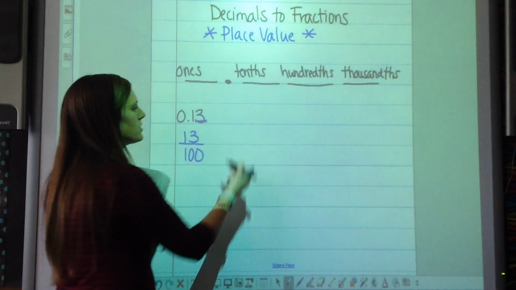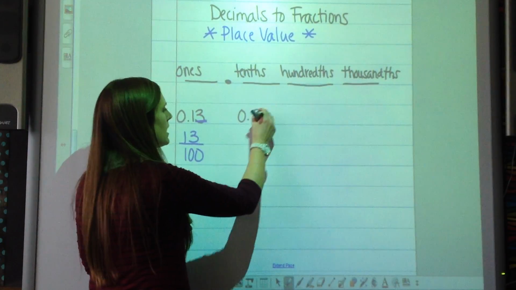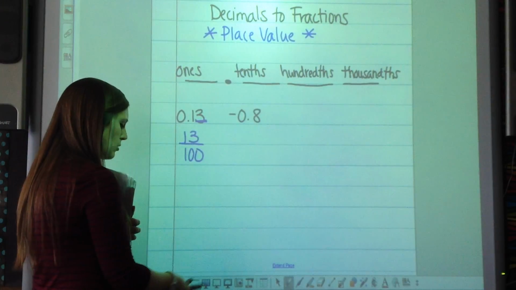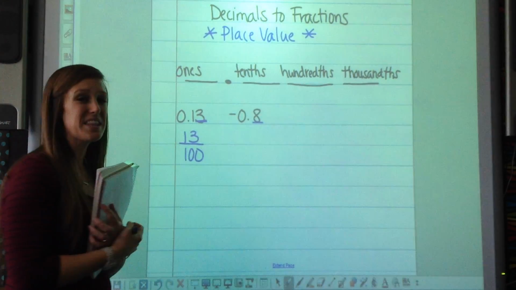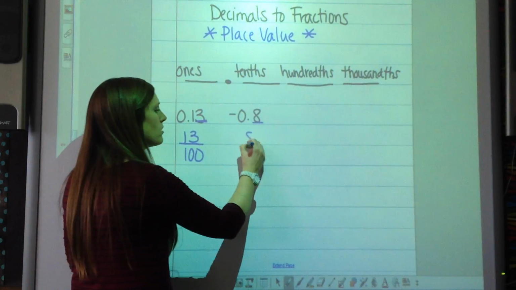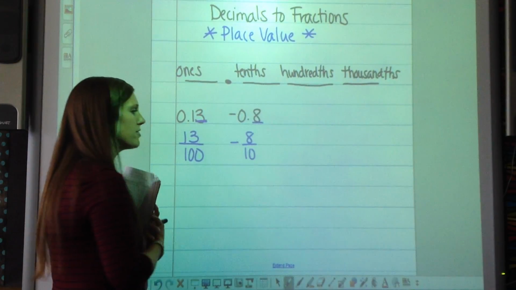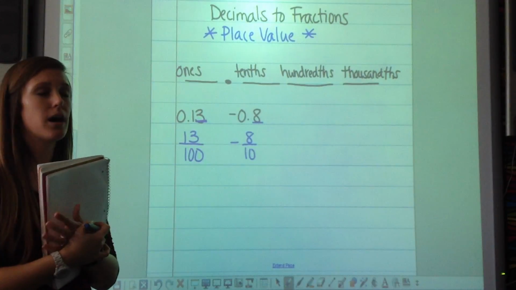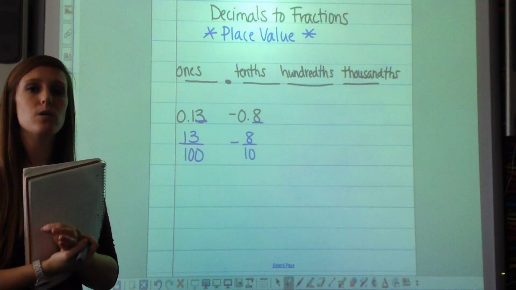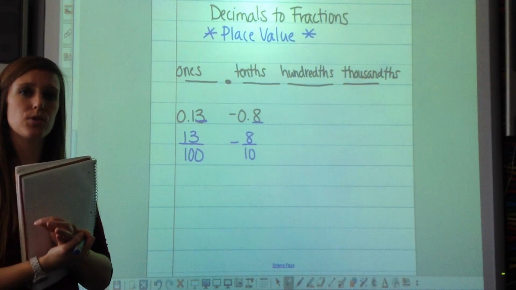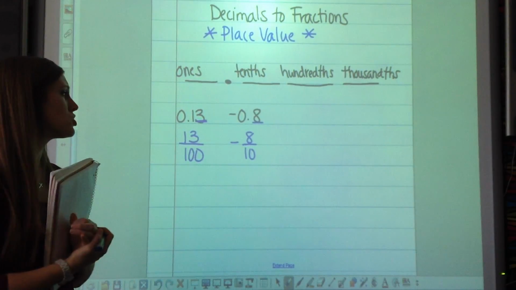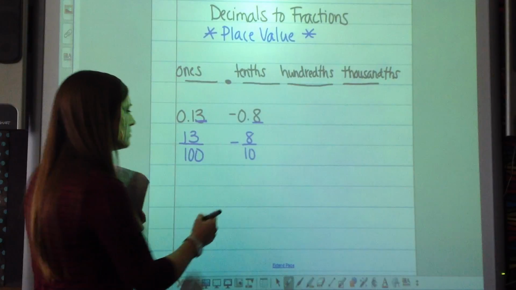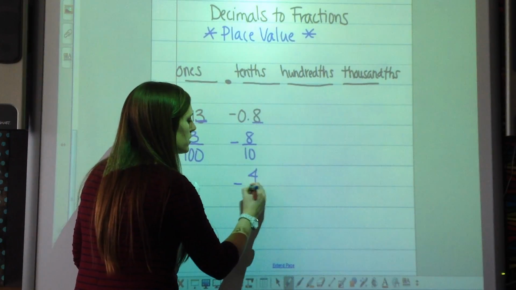Suppose you get a decimal like 0.8. Let's make it negative 0.8. Look for the last digit. It's in the tenths, so I'm going to put 8 over 10. This is negative 8 tenths. When you get in a situation where you can simplify, you must do it. If you don't, it's going to be wrong. So I see the greatest common factor between the numerator and the denominator is 2. I'm going to divide them both by 2. I get negative 4/5.